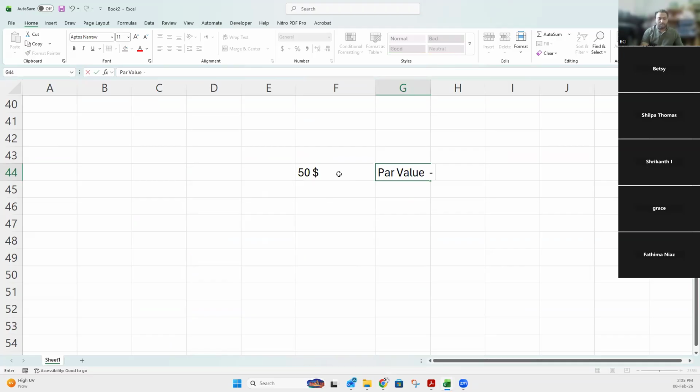as common stock and additional paid-in capital, the different number. Like for example, if $1 is par value, then 49 will be the additional paid-in capital. Clear?